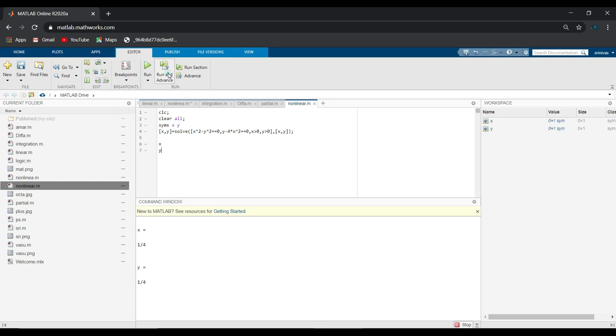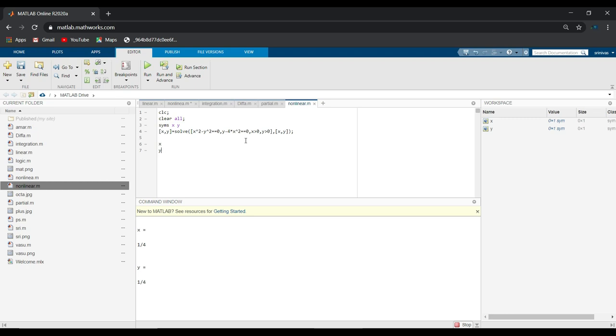Let's execute this part and see how it is evaluated. On clicking the run button, x is equal to 1 by 4 and y is equal to 1 by 4. If you have doubts, let's verify that. The x value is 1 by 4, so 1 by 16 minus y square by 2, and the y value is also 1 by 4, so 1 by 16 minus 1 by 16, which is 0. Exactly correct, right? The result we are getting satisfies the above equation.